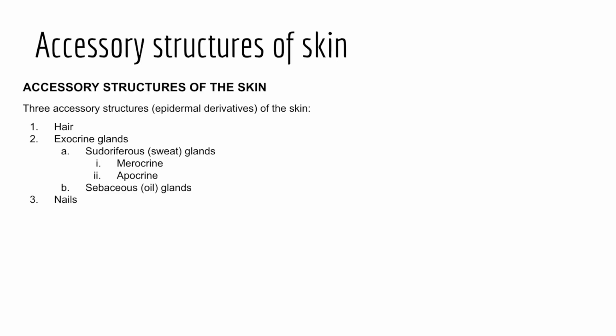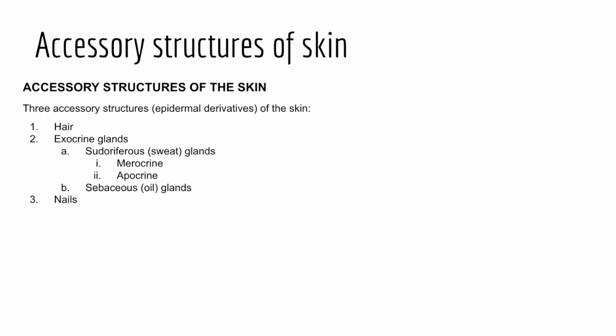We now move from skin to the accessory structures. Sometimes we call these the epidermal derivatives or the appendages of skin. And we're going to see three major components. We are going to see hair, we'll see exocrine glands, of which we have two types, as well as we will look at nails.